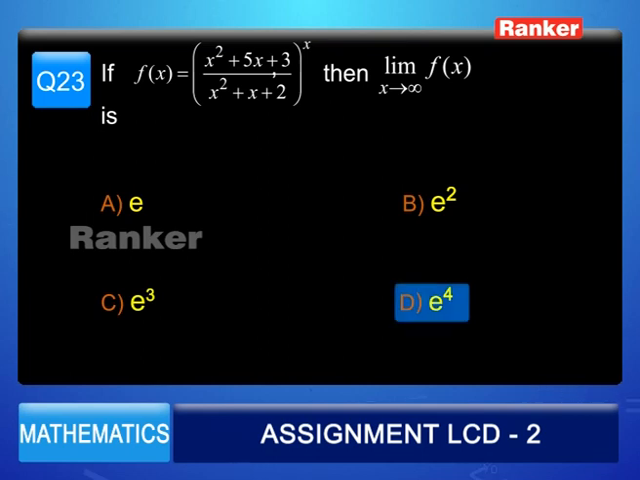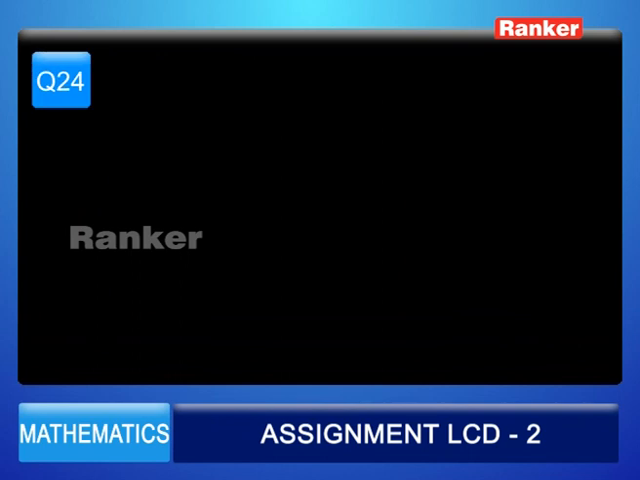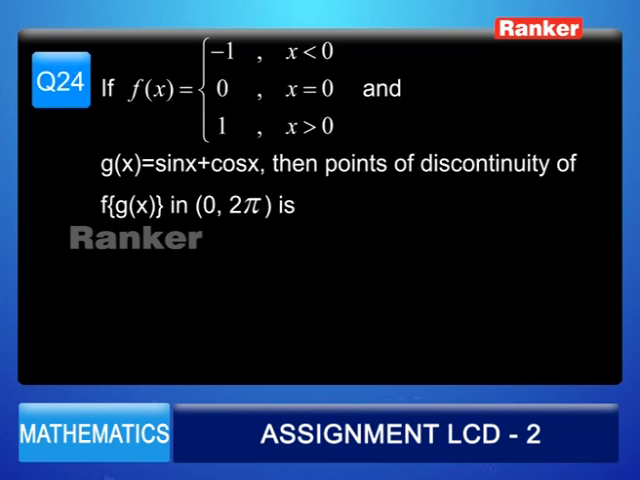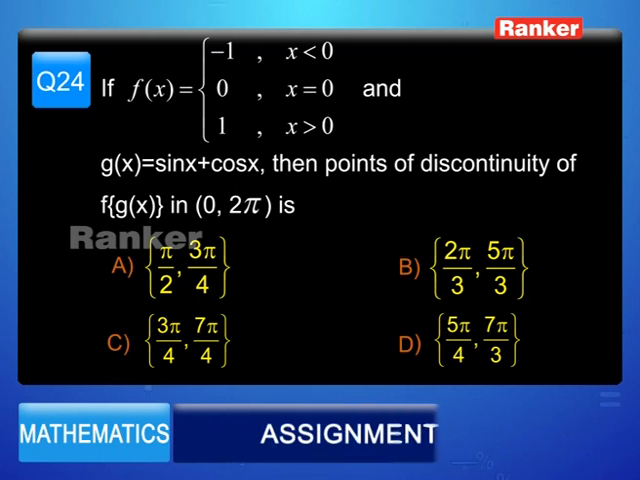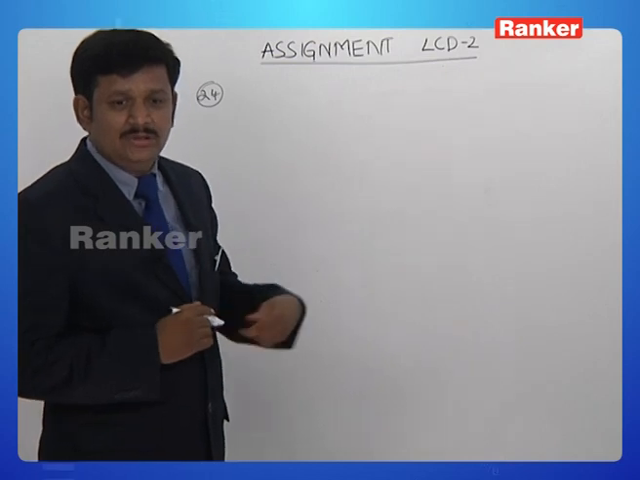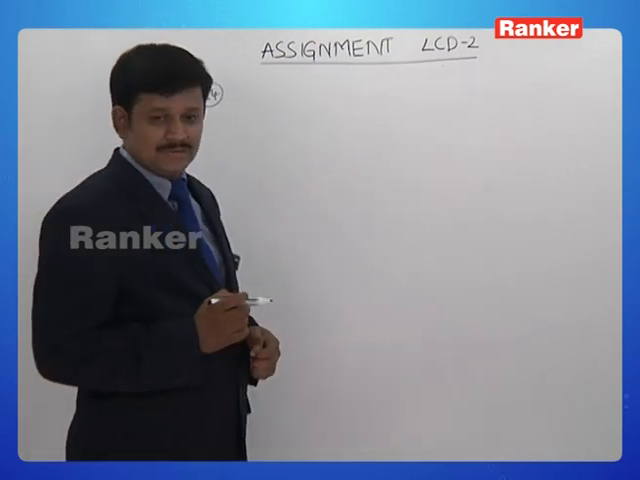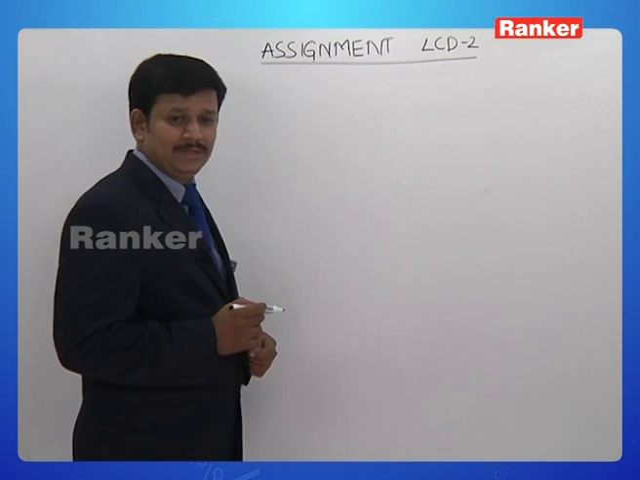So answer is option D. If f of x is equal to minus 1 if x is less than 0, 0 if x is equal to 0, and 1 if x is greater than 0, and g of x is equal to sin x plus cos x, then we need to find the points of discontinuities of f of g of x in 0 to 2 pi.